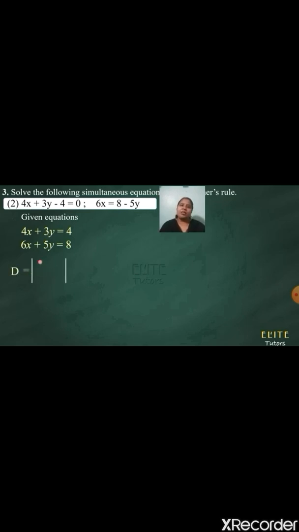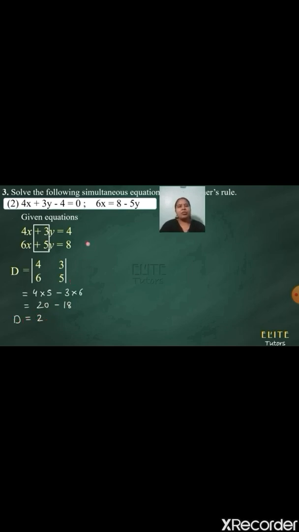Now let us start with determinant. Determinant, the formula is a1 a2 b1 b2. So coefficient of x first, that is 4 and 6. Coefficient of y, that is plus 3 and plus 5. We can write it as 3 and 5. Equal to, now what we have to do is diagonally multiply and subtract. So 4 into 5 minus 3 into 6. So 20 minus 18. It gives us 2. So value of the determinant is 2. First step is over here.